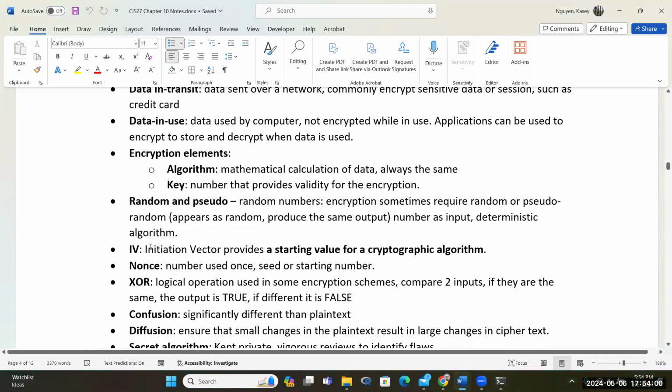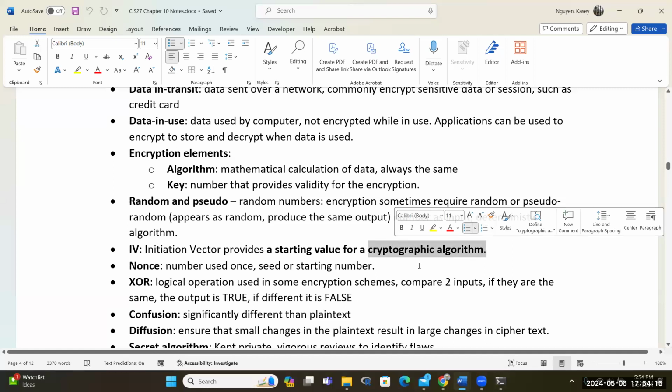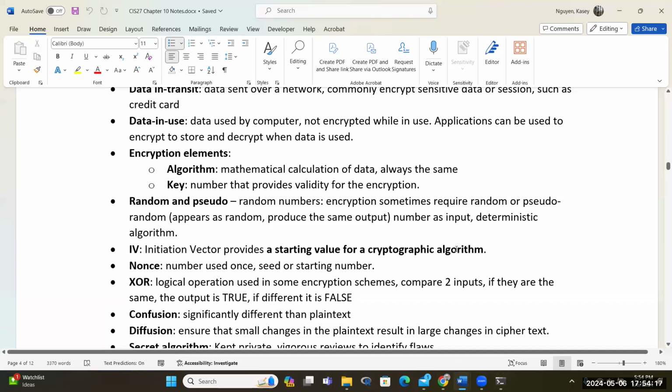Initialization vector, this is a value that often gets overlooked, and it's really important when you use this. A lot of the time we see this when we run Wireshark and things like that. An initialization vector is a starting value for a cryptographic algorithm. And this is when they scan your packet. If they see this, it leads them to decryption of your data, especially web data, okay?